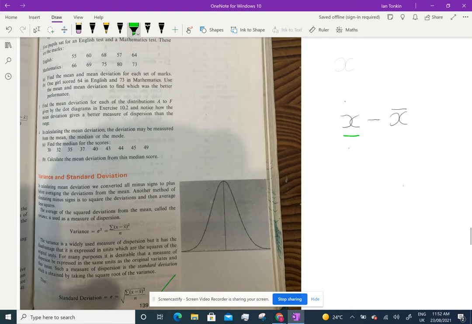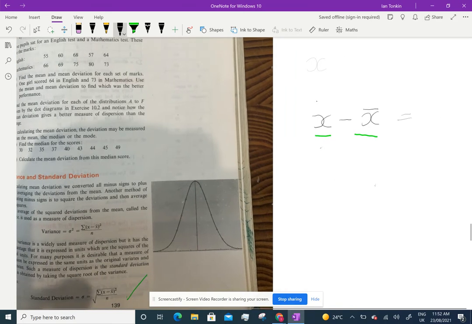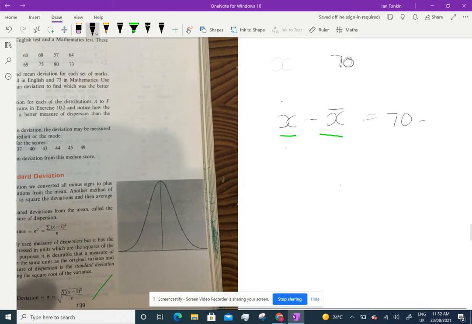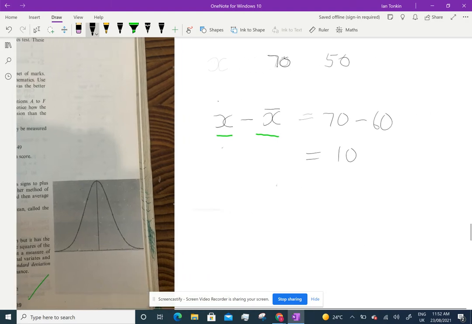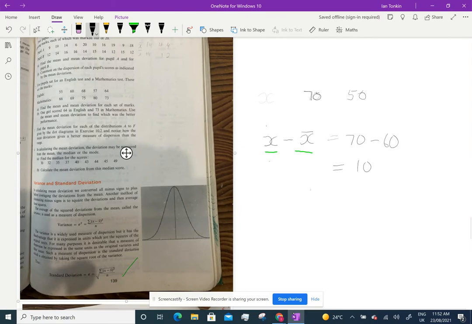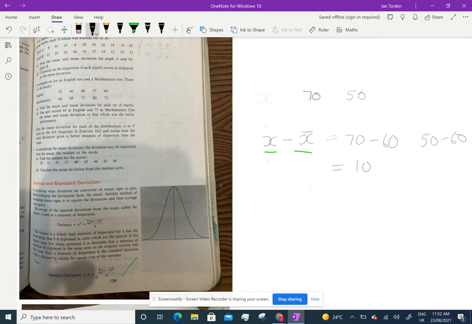So if you take a score and minus the mean, you'll get a deviation from the mean. So let's say you had a score of 70 on a test and the mean was 60. You go 70 minus 60 and you get 10. You're 10 units away, but there might be someone who got 50 on the test. Well, 50 minus 60 gives me negative 10. It's still the same deviation, a deviation of 10, but how do I account for that negative sign?